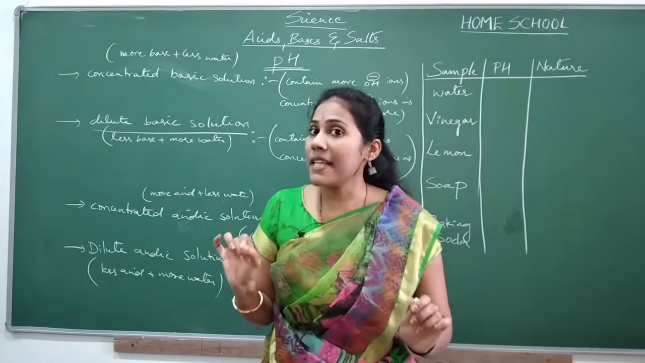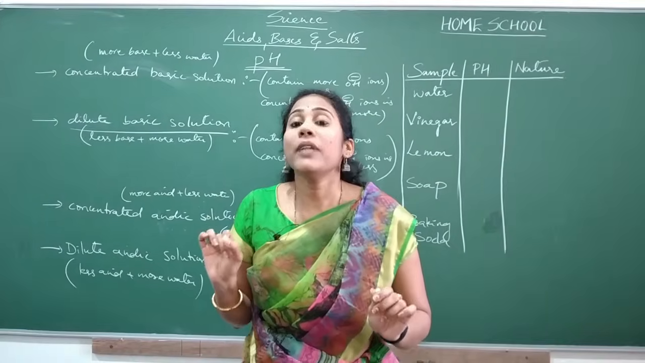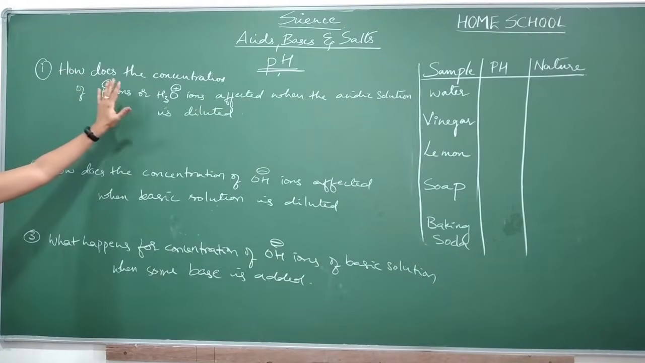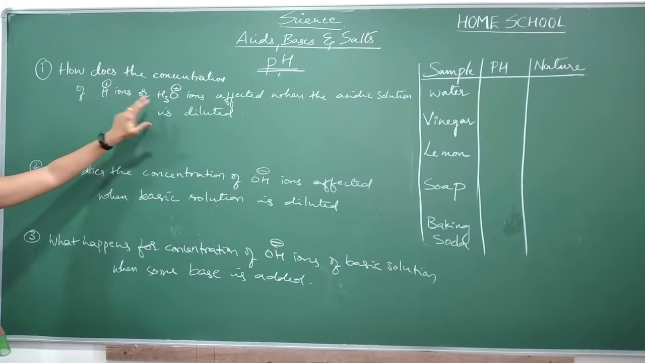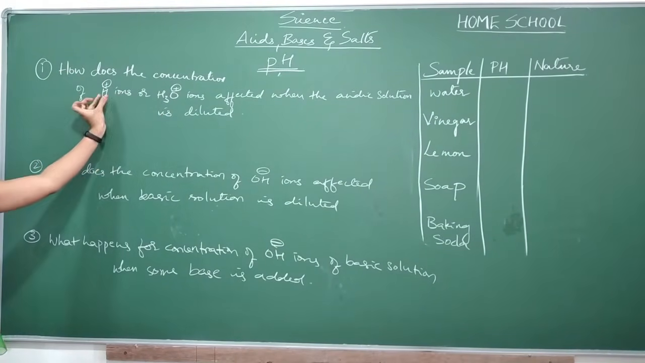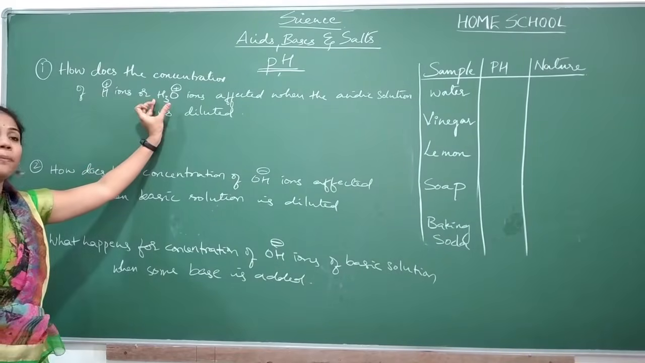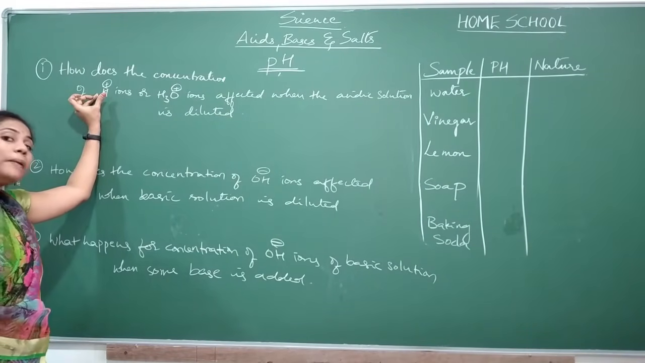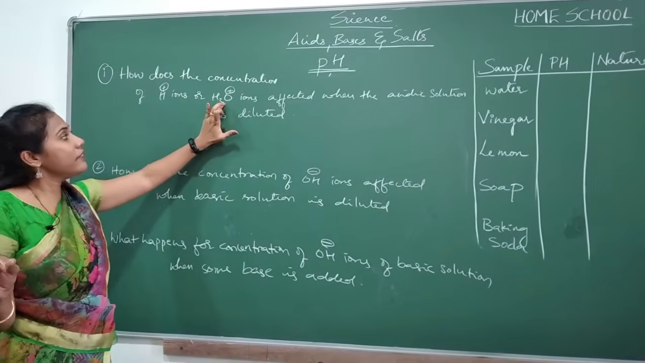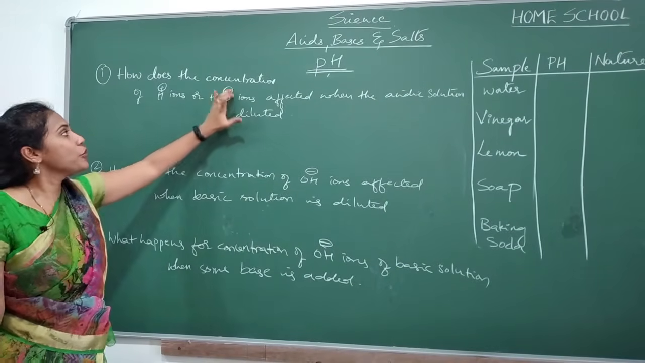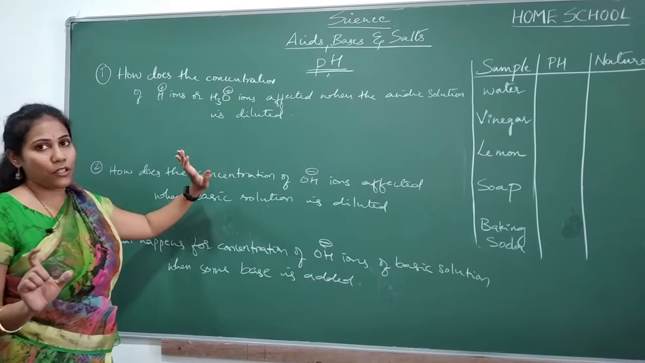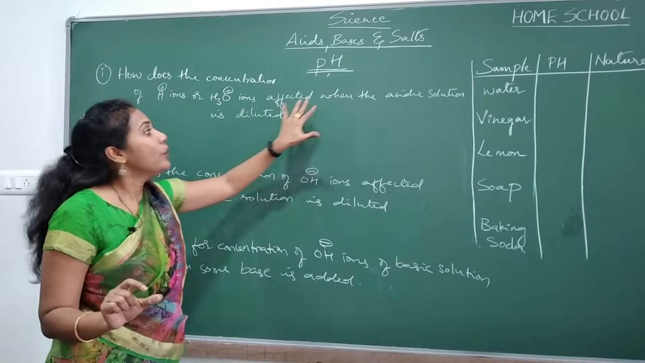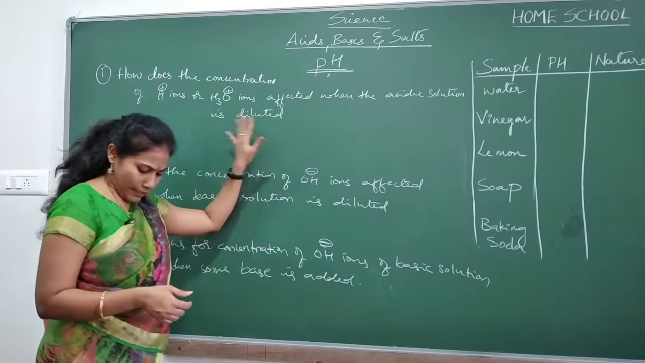And now I am asking you certain questions. Be ready to tell the answers. Coming to the first question, read the question carefully. How does the concentration of H plus ions or H3O plus ions change? I told you H plus can also be written as H3O plus. Why? H plus does not have its own identity. It cannot be present single. It is always present with an H2O molecule, right? So you can write H plus as H3O plus also. So how is the concentration of H plus ions affected when the acidic solution is diluted?